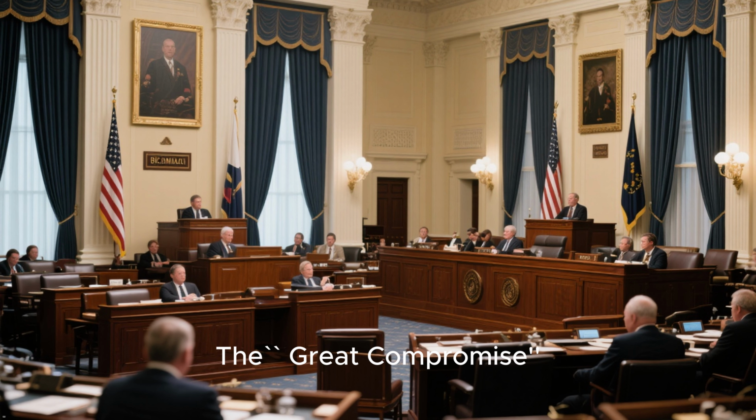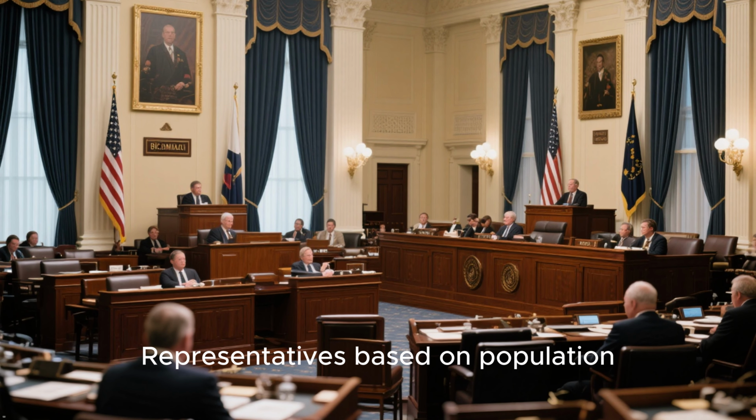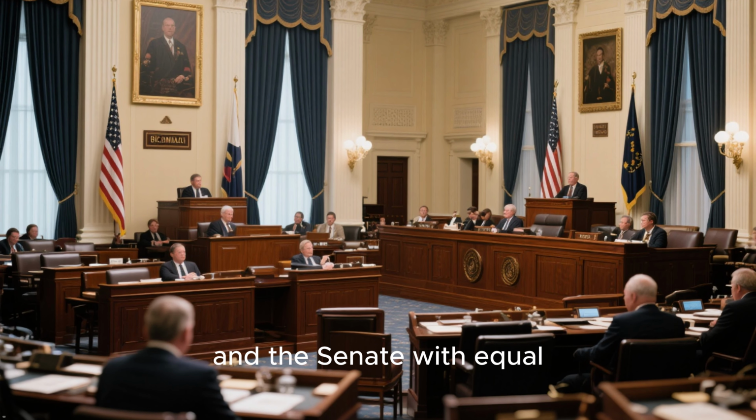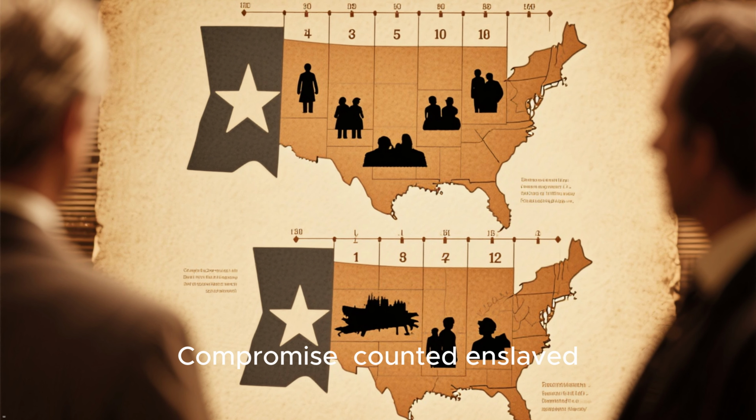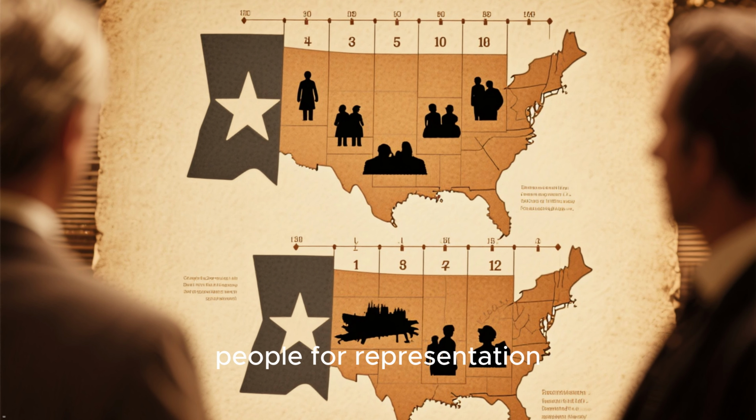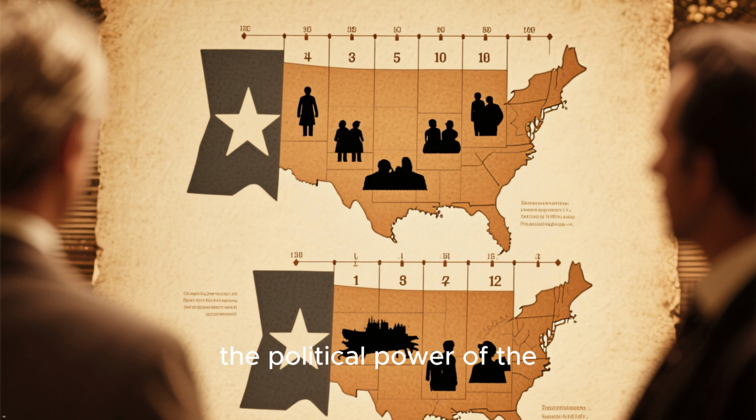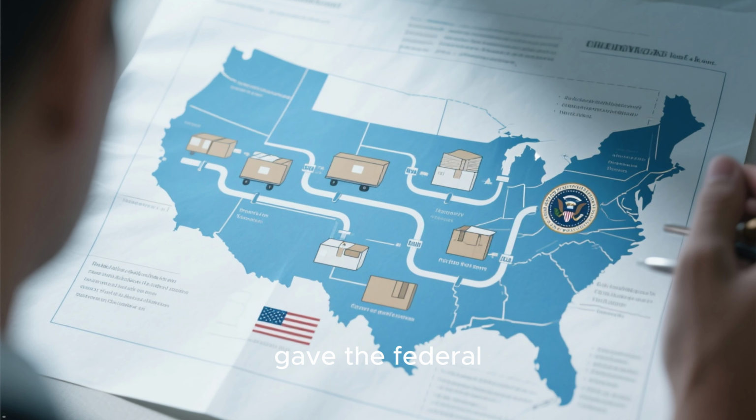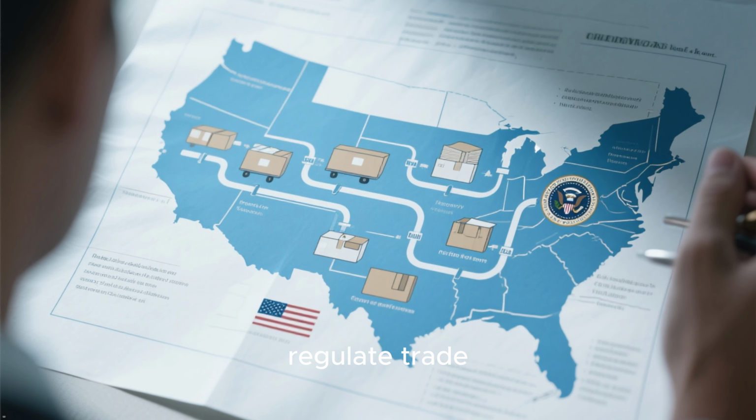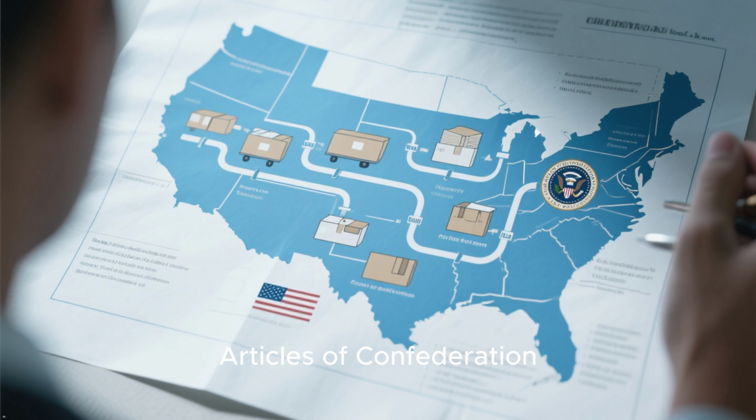The Great Compromise created a bicameral legislature with the House of Representatives, based on population, and the Senate with equal representation for each state. The 3/5 Compromise counted enslaved people for representation and taxation, greatly enhancing the political power of the southern states. The Commerce Compromise gave the federal government the power to regulate trade, directly addressing a major failure of the Articles of Confederation.